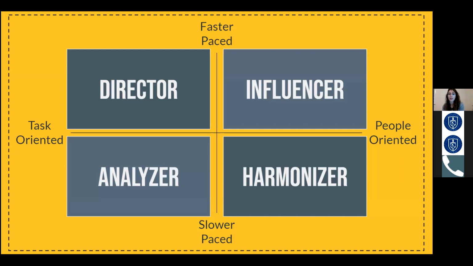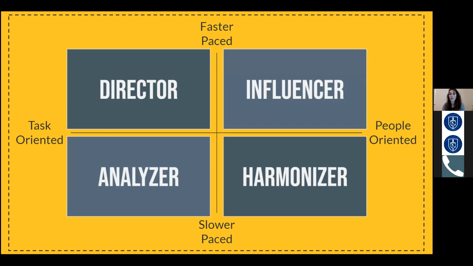So here's a little chart to better explain all four of the communication styles. Director and influencer are more in a fast-paced environment, whereas analyzer and harmonizer are in a slower-paced environment. Director and analyzer are more task-oriented, while influencer and harmonizer are more people-oriented. If you noticed in our poll, I used different questions and different answers in order to differentiate all four of those communication styles.